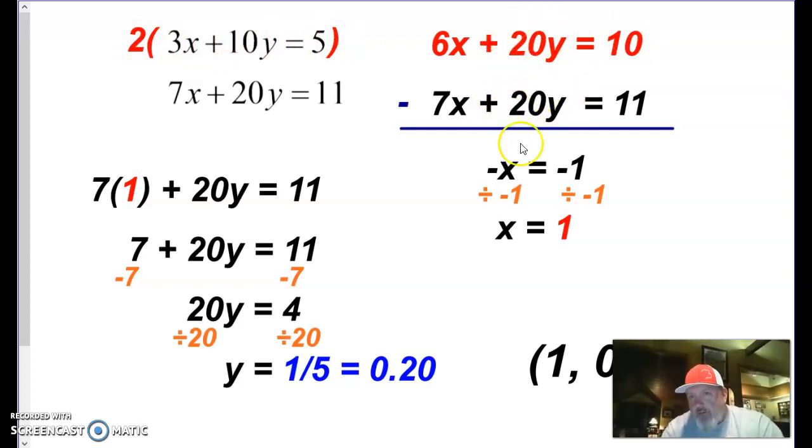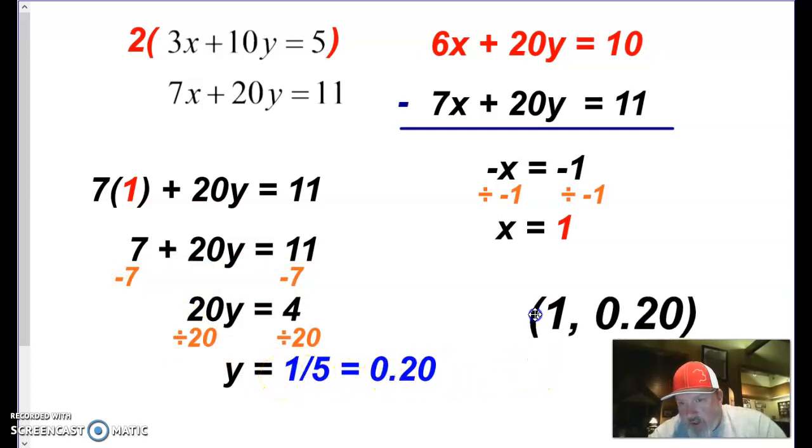Remember from day 1, if you have two terms that are the same, we'll subtract. And so I get negative x. The y's cancel out. 10 minus 11 is negative 1. So we'll divide by negative 1 here, and x is positive 1. And then I can plug that in. I'm going to plug it into the bottom equation here. So 7 times 1 is 7. Subtract 7 from both sides and divide. And you get 1/5. You can leave that as 1/5, or you can change it to 0.2. I wrote it as a decimal in the final answer, but either one is acceptable. So if you like the fraction, leave it as a fifth. If you want the decimal, 0.2, always great.